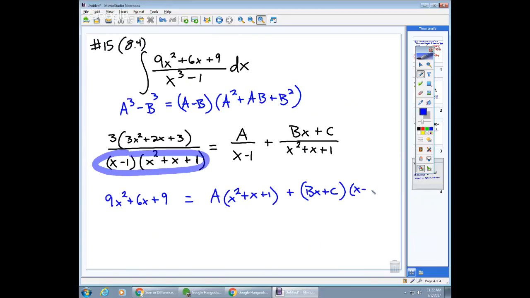And again, just a reminder, what I'm doing is I'm multiplying both sides of this equation by x minus 1 times x squared plus x plus 1. So I have to multiply that here, I have to multiply that here, and I have to multiply that there. So that's why on the left side we get full cancellation, and on the right side we get partial cancellation in 2 different places.